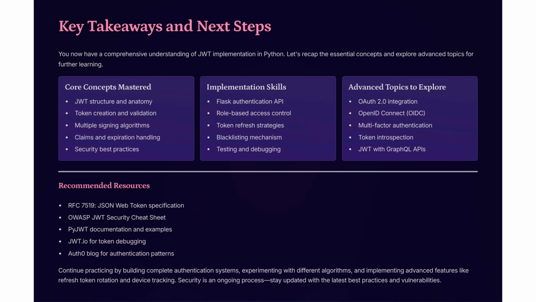You've mastered JWT implementation in Python, covering structure, token creation, and security practices. Enhance your skills with OAuth 2.0, OpenID Connect, and multi-factor authentication. Utilize resources like RFC 7519 and OWASP for further learning. Keep practicing and stay informed on security advancements.